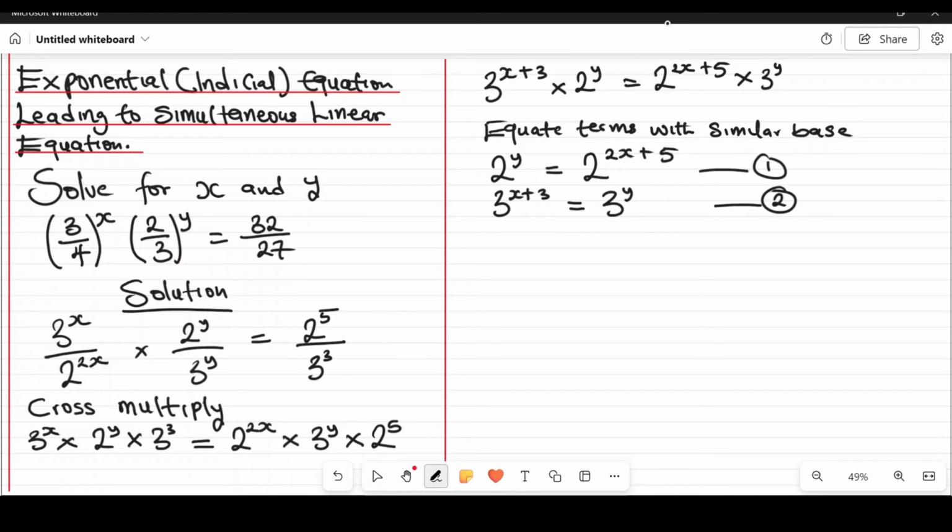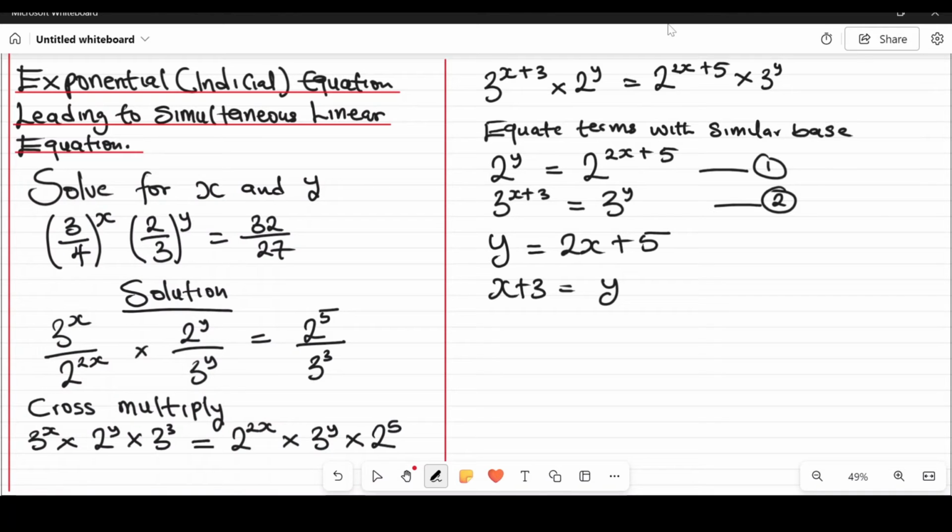So if we observe, equation 1 now has similar base and equation 2 also has similar base. Now since their bases are equal, their powers or index should be equal. Hence our equations will reduce to y equal to 2x plus 5 and x plus 3 equal to y. At this point, we have now reduced our exponential equation to a linear equation.